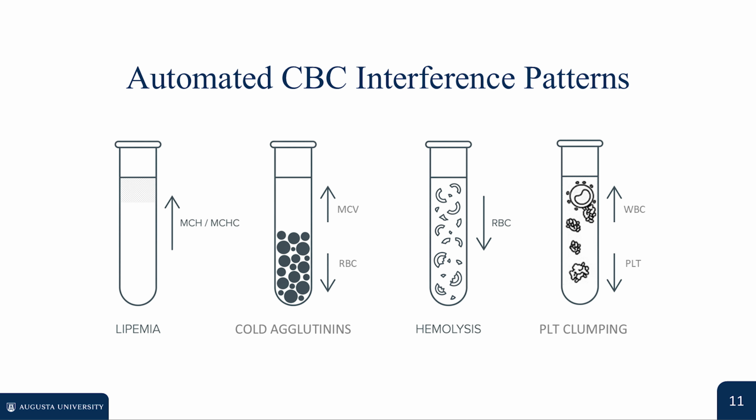With cold agglutinins, IgM autoantibodies that cause red blood cells to clump at room temperature, the analyzer counts each clump as a single large cell, resulting in a falsely low RBC count, a falsely high MCV, and an elevated MCHC above 38 grams per deciliter, while total hemoglobin remains accurate.